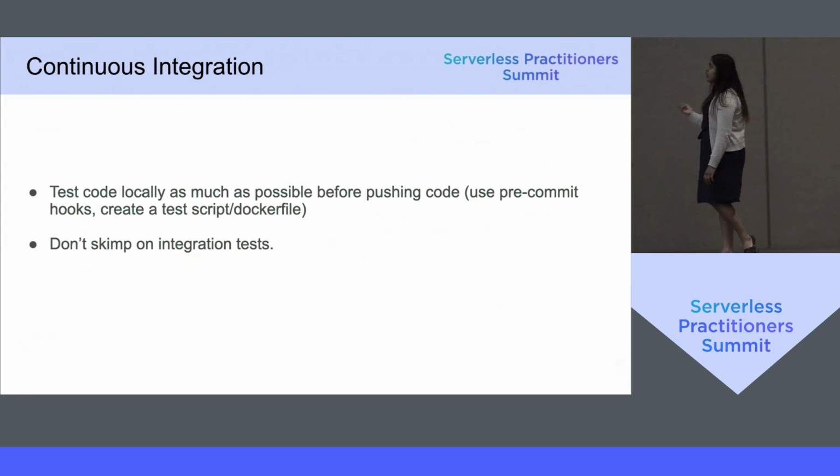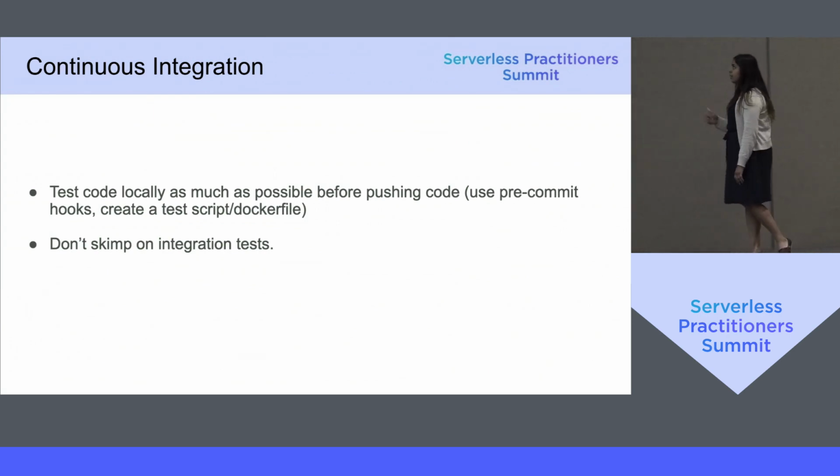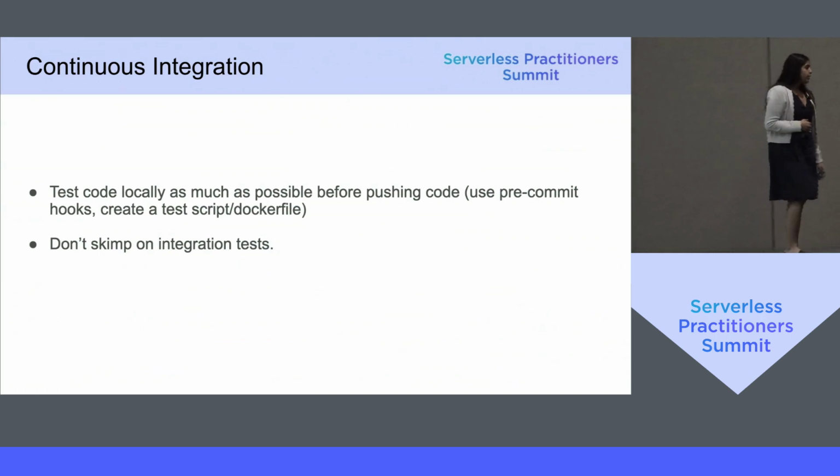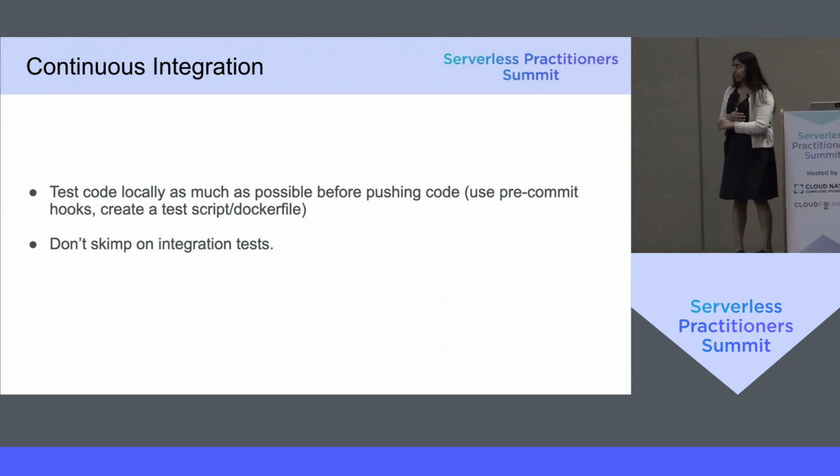So one thing you want to do is make sure you're having your tests run locally first. You can create a Dockerfile that has all of the tests and just run that, or like we had pre-commit hooks, so you couldn't push unless everything, or certain things, were passing, or running a script that just has everything that you need. And then also just make sure your integration tests are really, really well put together.